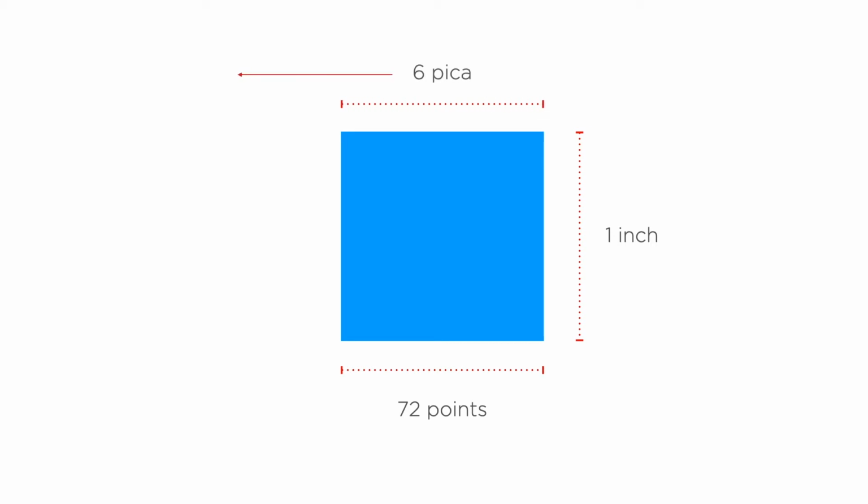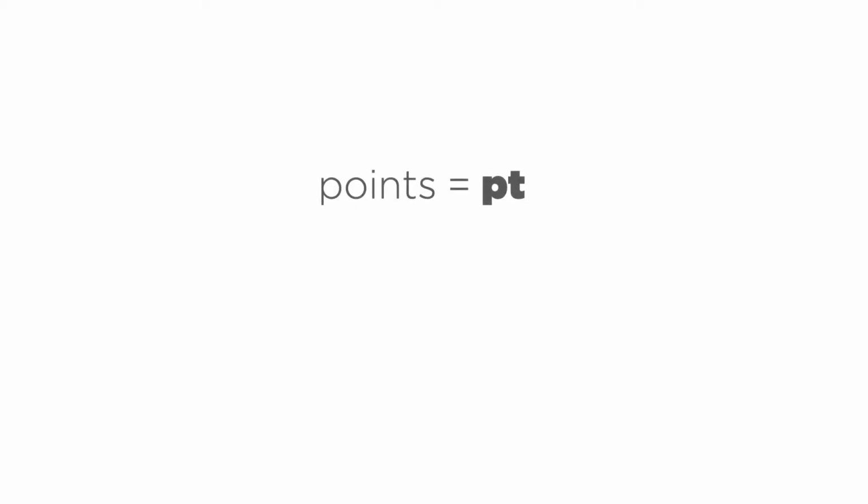Points have a direct relationship to inches. Here I've drawn a square 1 by 1 inch in size. There are 72 points in an inch, and there are also 6 picas in 1 inch. So, 12 points is equal to 1 pica. Points are abbreviated to PT, while picas to P. The notation for 6 picas and 3 points is 6P3.